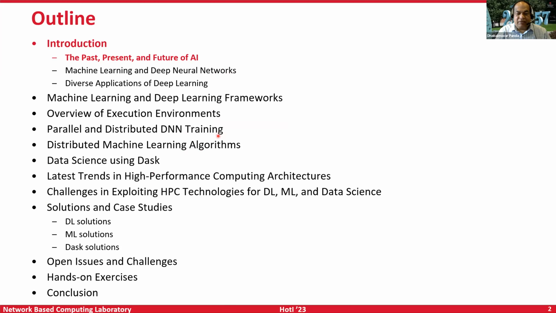So we'll start with a very high-level outline saying what has happened in this field: the past, present, and future of AI, machine learning, deep learning, neural networks, and what the diverse applications are. Then we'll go into a little more detail to understand these deep learning frameworks and how they are getting executed. And then we'll come to the need, saying why we need this parallel and distributed training. Okay, because that is very important.